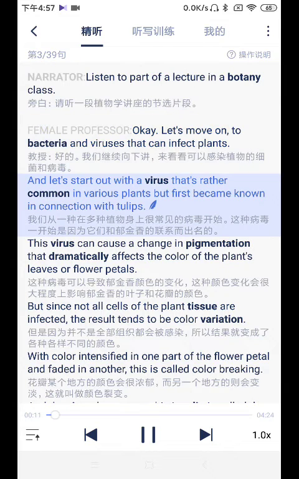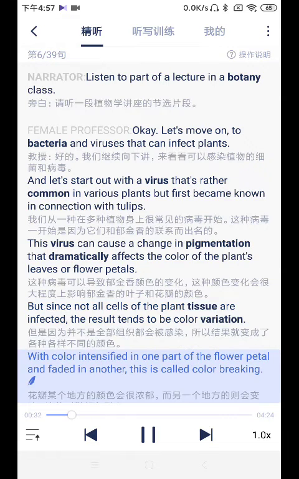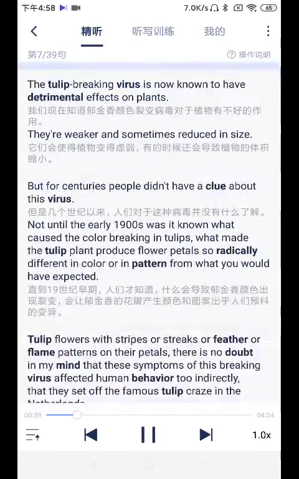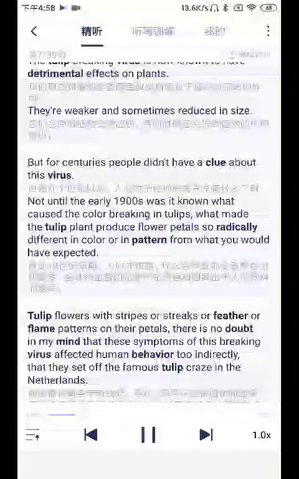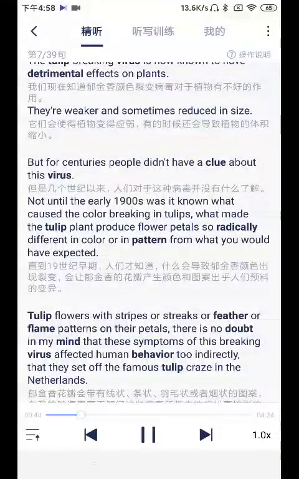And let's start out with a virus that's rather common in various plants, but first became known in connection with tulips. This virus can cause a change in pigmentation that dramatically affects the color of the plant's leaves or flower petals. But since not all cells of the plant tissue are infected, the result tends to be color variation, with color intensified in one part of the flower petal and faded in another. This is called color breaking, and the virus that causes this in tulips is called the tulip breaking virus.